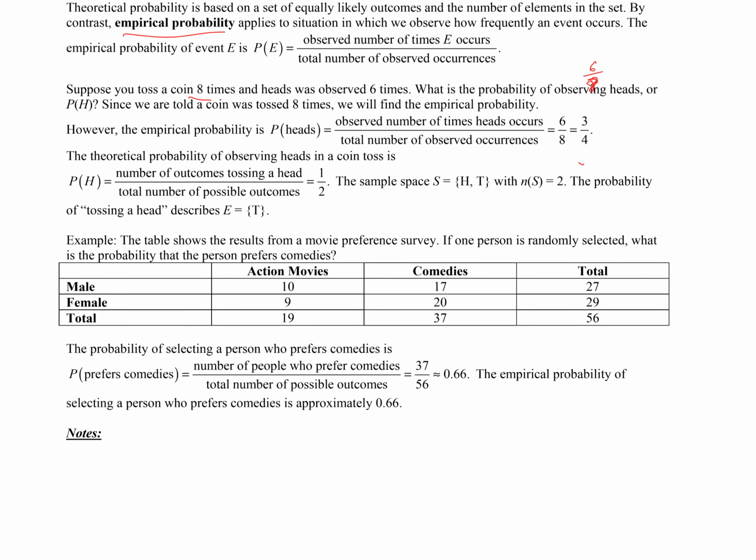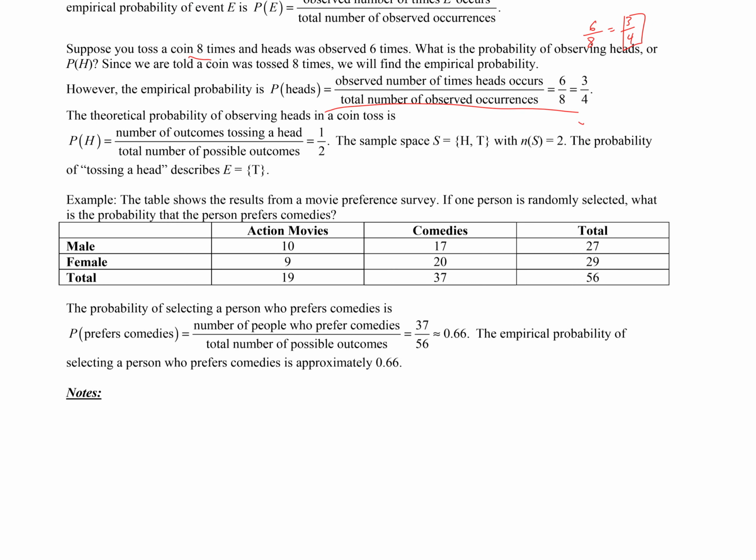Now that's not theoretically true, right? Theoretically it should be 1/2. But again, you only threw it 8 times. Theoretical will only show itself to be accurate with very large numbers of trials, right? So anyhow, what is that? 3 divided by 4, so it's a 75% chance according to the empirical observations. However, the empirical probability is okay. That's the answers. All right. The theoretical of a coin toss is still 1/2. So we know that.